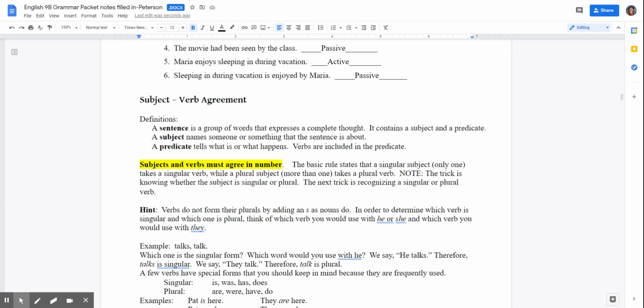Hi, English 9B. Today we're talking about subject and verb agreement. Let's go through some definitions.